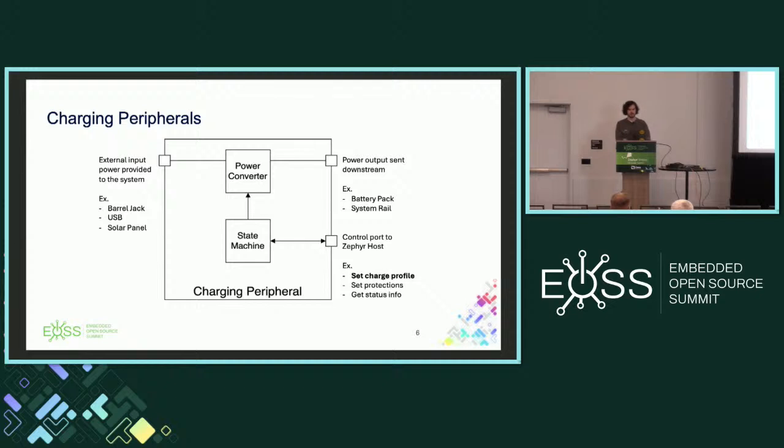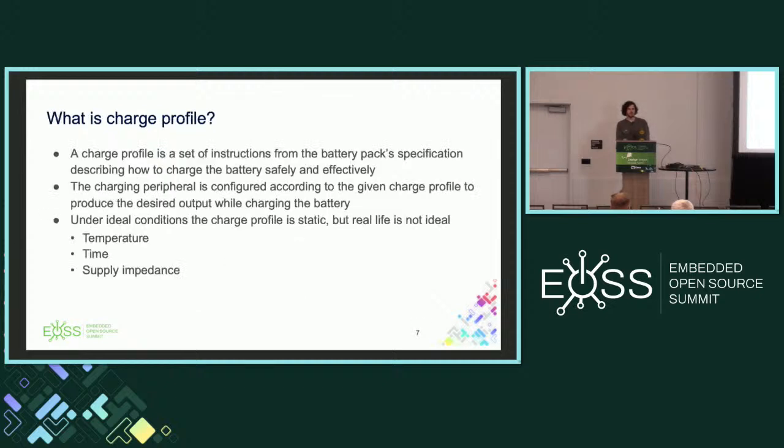And you may be wondering, what is it? A charge profile is a set of instructions from the battery pack specification. The battery pack itself will have a data sheet describing how to charge the battery safely and effectively across a variety of conditions and spell out the limits and the preferred characteristics of a charging cycle. So the charging peripheral is configured according to the given charge profile from the data sheet to produce the desired output while charging the battery.